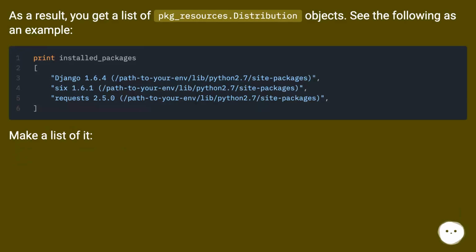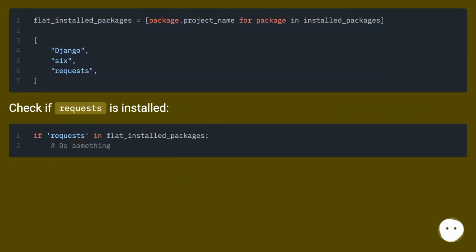As a result, you get a list of pkg_resources.Distribution objects. See the following as an example. Make a list of it. Check if requests is installed.